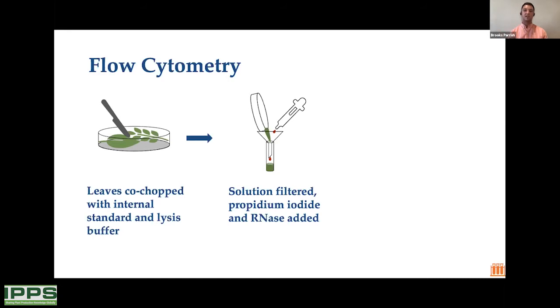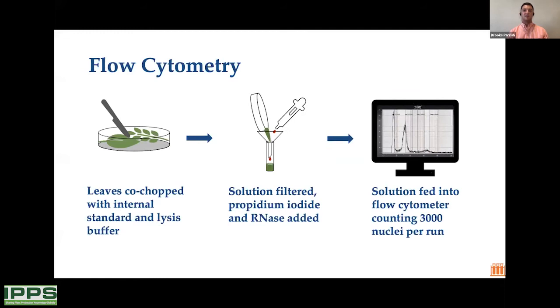And then we add propidium iodide. This is going to be our fluorescing agent that's going to intercalate with our DNA strands. So when we run it through the machine, this is what's going to fluoresce and give us that estimate of our nuclear DNA content. Then we take our sample and run it through this flow cytometer machine. A laser shines on each of these protoplasts, and the propidium iodide is going to fluoresce that light back, and the machine measures that, and we'll get peaks.